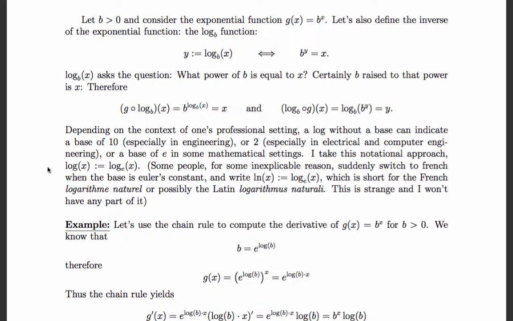Essentially, we could think of log b of x as a question. Log b of x means, what power of b is equal to x? Well, certainly b raised to that power is x. In other words, b to the log b of x, which remember is the power of b that equals x, well, b to that power is x. That's the statement here. Of course, that's a composition of functions, the composition of g, the exponential function, composed with the logarithmic function, base b. So we see that they're inverses because when I apply that to x, I get x.